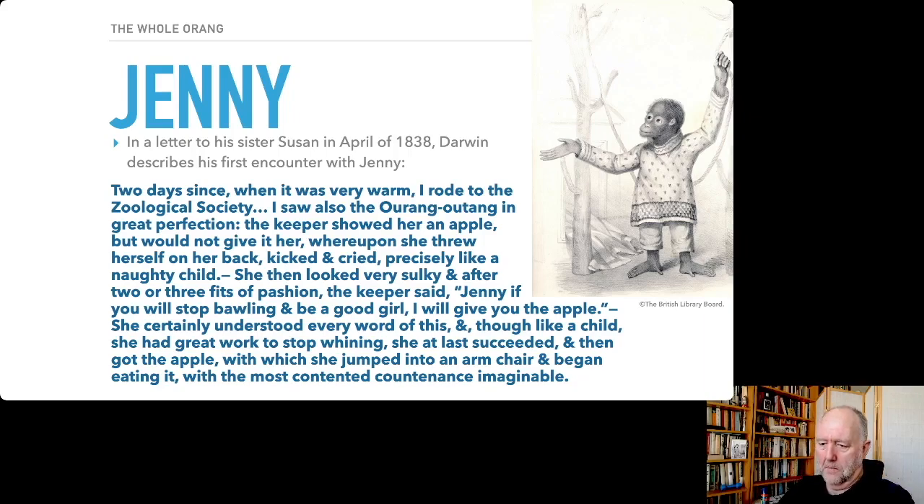So he writes to his sister Susan, his older sister. Remember, Darwin is the youngest of the tribe, the Darwin tribe. "I saw the orangutan in great perfection. The keeper showed her an apple, but would not give it her. Whereupon she threw herself on her back, kicked and cried precisely like a naughty child.